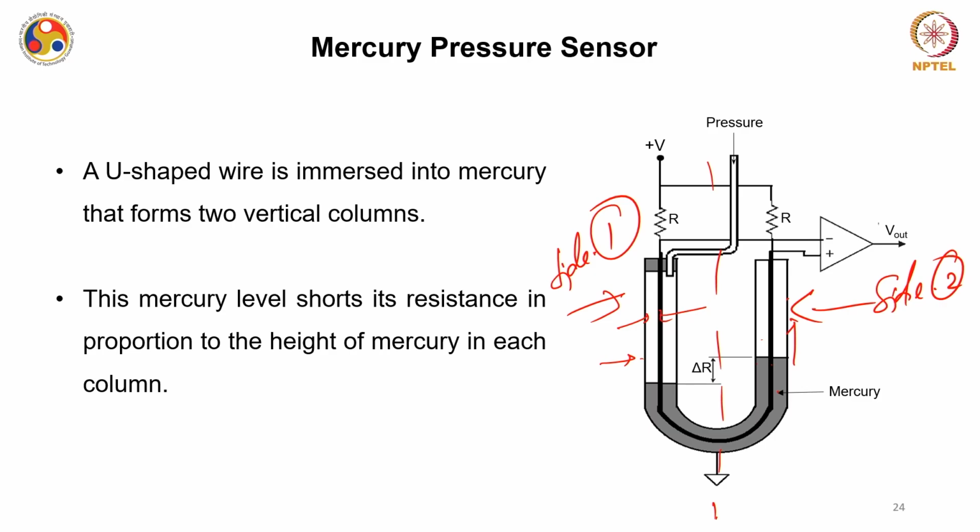So depending on the rise of mercury, say if it increases in side 2, it means that it is going deep on this side, right? So it will shift somewhere here, and this will rise somewhere here, and the difference between them I am calling delta R. So the mercury level shorts its resistance in proportion to the height of mercury in each column. Say if the mercury level has risen to this point, it means till this point the resistance is shorted.